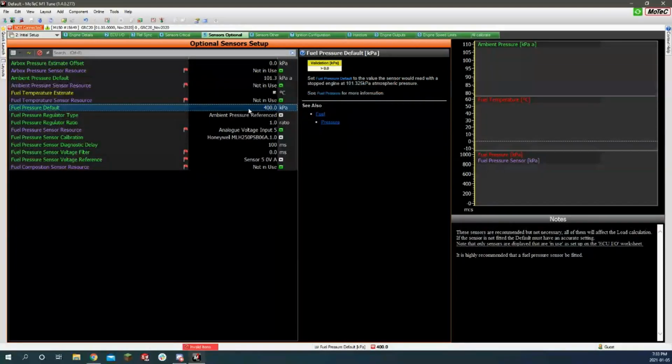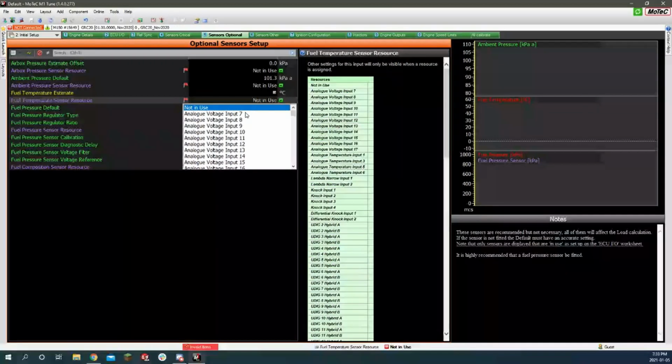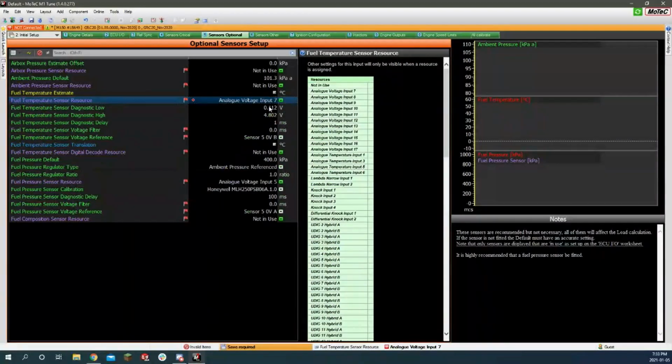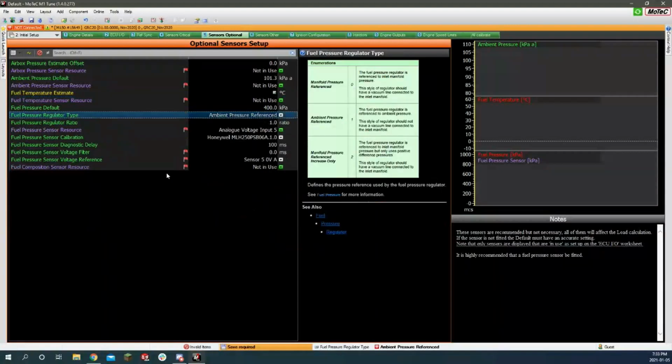Oh wait, set fuel pressure. The value the sensor would read. Yeah, so that's basically what we set our regulator to. It's somewhere around 400 kPa, which is like 50-something psi. Some other stuff about the fuel pressure sensor, because when you click, say, it's in use, it brings up all these different parameters so you can calibrate the sensors, like tell it sort of what voltage means what.